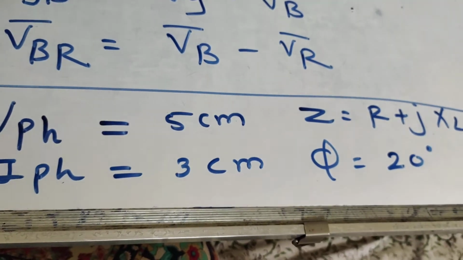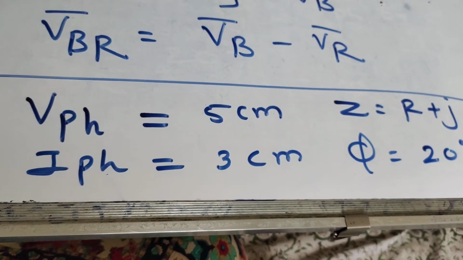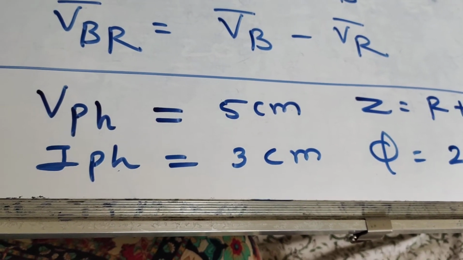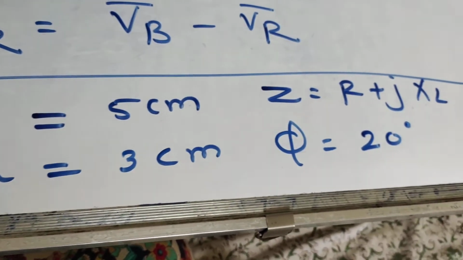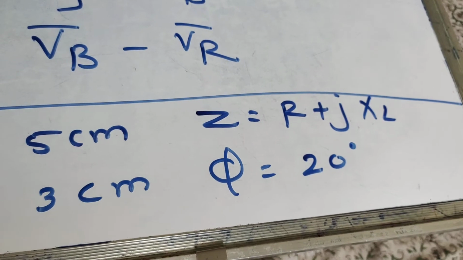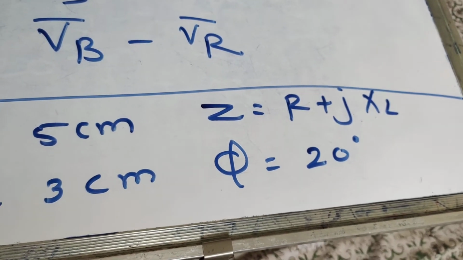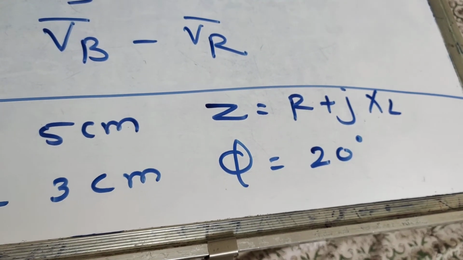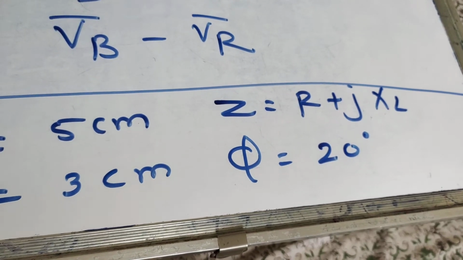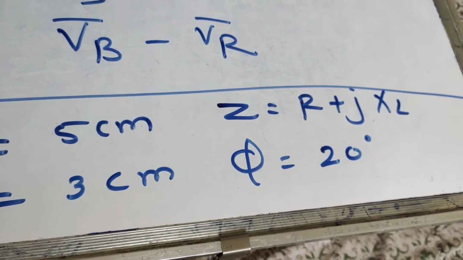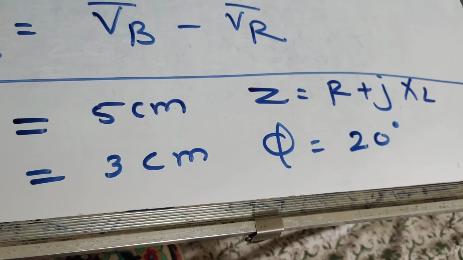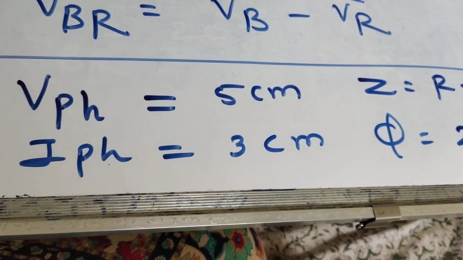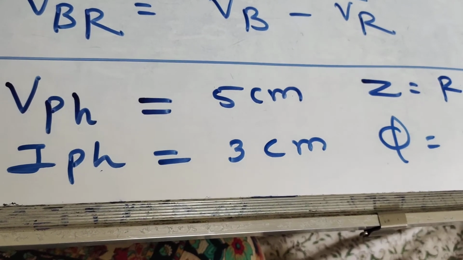Now to draw the phasor diagram, we consider here the phase voltage length 5 cm, current length 3 cm, load R plus JXL, and phi is equal to 20 degrees. As the impedance is R plus JXL, the current lags the voltage, and that angle we consider as 20 degrees. You can consider any length.